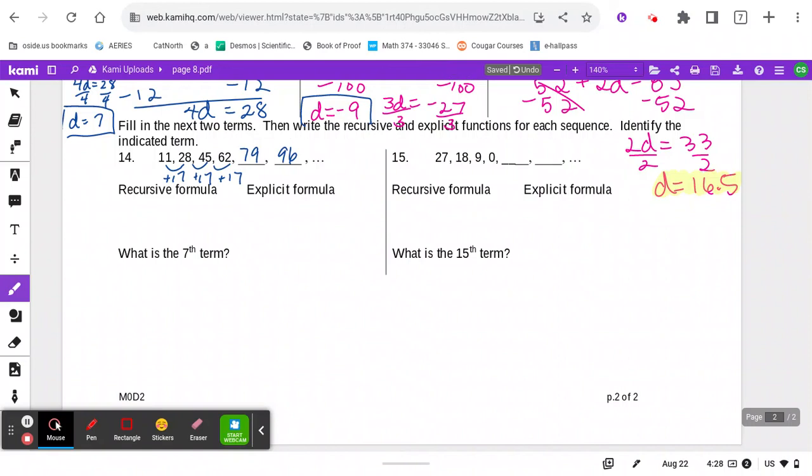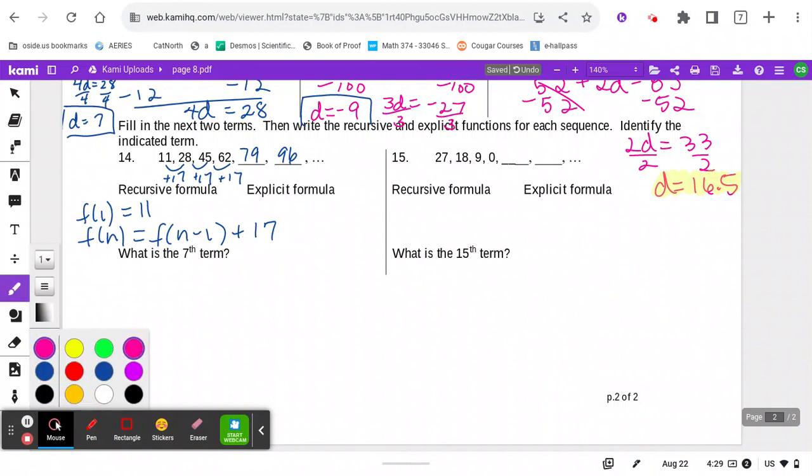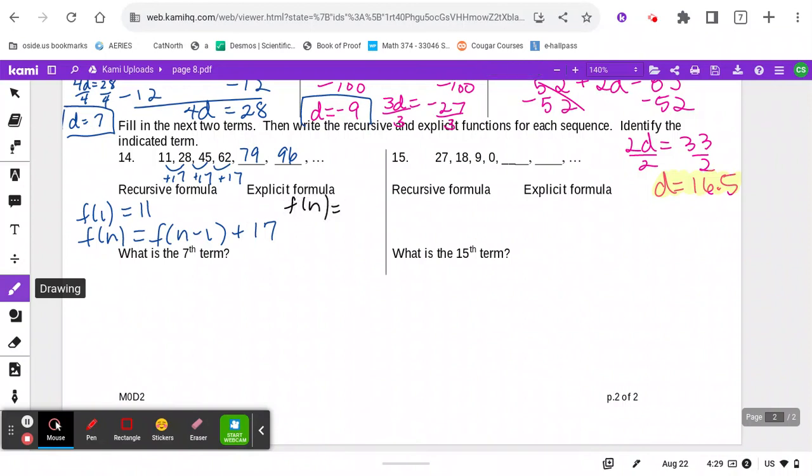We're going to write the recursive and explicit. Remember, all sequences are assumed time 1. So f of 1 equals 11. F of n equals f of n minus 1 plus 17. Explicit, f of n. Sorry, I'm not liking how I squished this, guys.